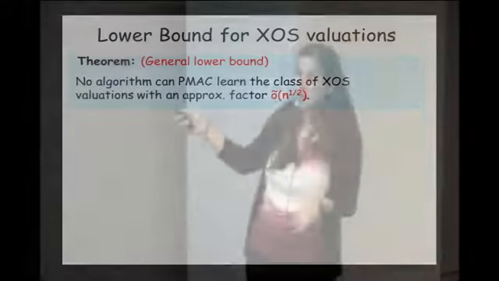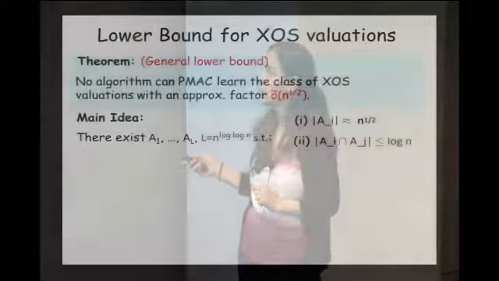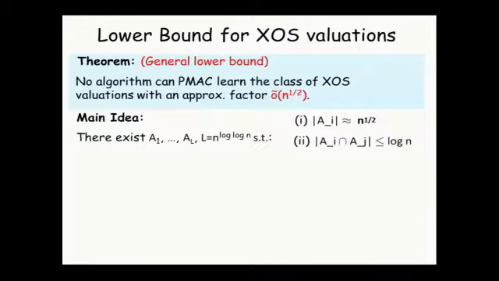And actually, this proof is really simple, so I'll just quickly go through it. It's a simple probabilistic argument. The main idea here is just to use the fact that when n is large enough, there exist subsets A1, A2, up to AL, super polynomially many of them, such that two facts happen.